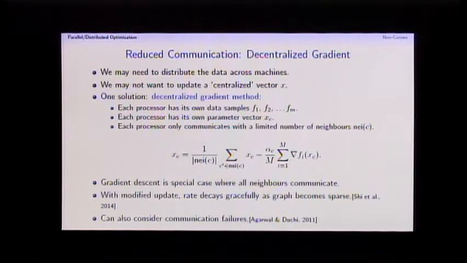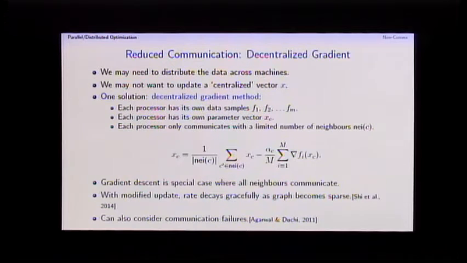So the decentralized algorithm looks like this. Let's ignore this part of it for now. We're going to take a gradient descent step just with respect to the data on my own machine. That's the basic step. But the difference, to take into account what is on other machines, is that instead of taking my parameter vector, I'm going to take the average of my neighbors in the graph.